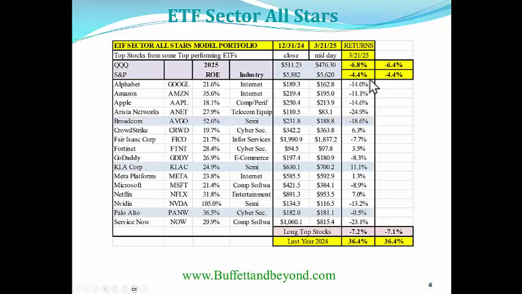This is our Sector All-Stars model portfolio, and these are the top stocks from some of the top ETFs that have outperformed the S&P 500 over the past 5 years. So last week, the QQQs were down 6.4%. Again, the QQQs represent the NASDAQ 100. These stocks went down 6.4% as of last week, and now they're down about 6.8%. So a 0.4% drop in the QQQs. The S&P 500 stayed the same. Now, what about our stocks? Well, they're down 0.1% more than they were last week. So that's hardly a move at all.